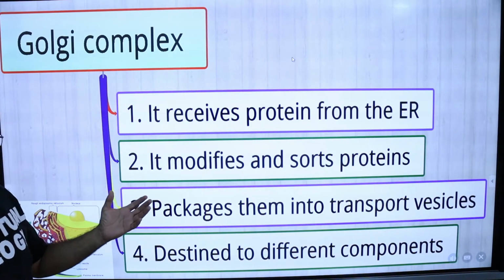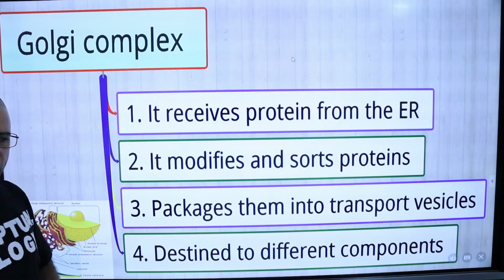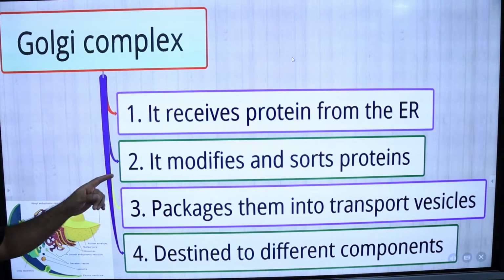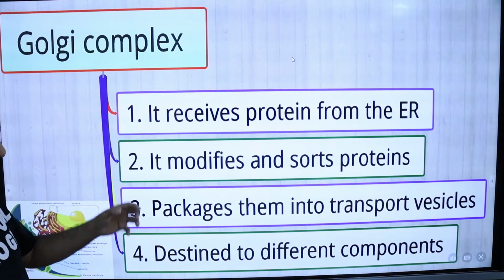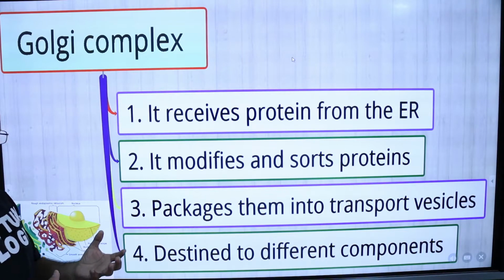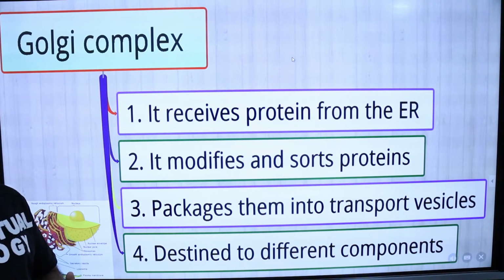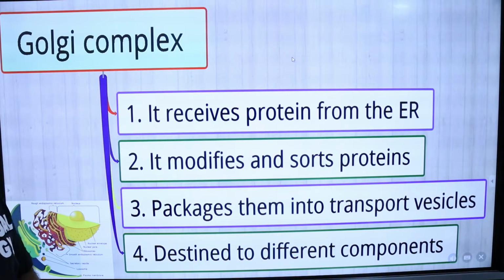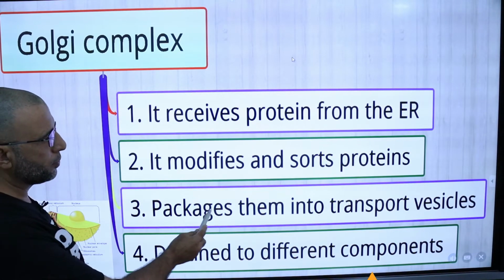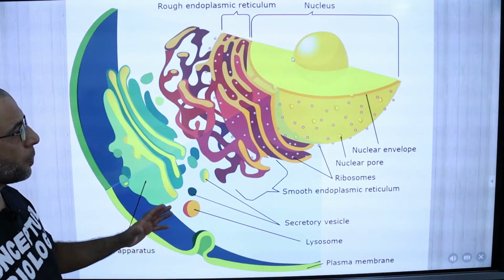Golgi complex receives protein from endoplasmic reticulum. That protein is modified in Golgi complex, then it is packed into transport vesicles, and these transport vesicles are destined to different components. Look at this slide.